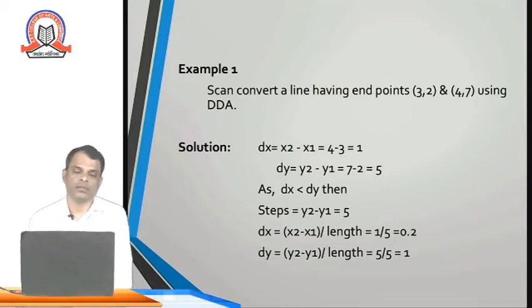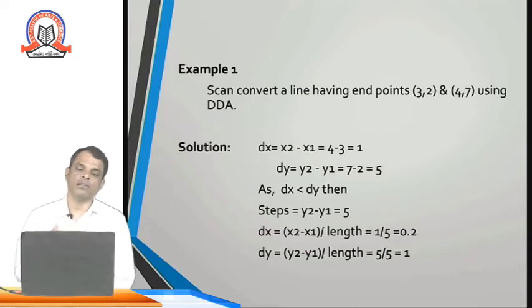In the second case, for dy, the incrementing factor is 1. So what it means is, first I will plot the initial point, that is 3 2. Then I will change the value of the first coordinate, 3, by adding dx. So to 3 I add 0.2, and to 2 I add 1. So my new values will be 3.2 and 3. Then again I add 0.2 and 1 to get the next point.